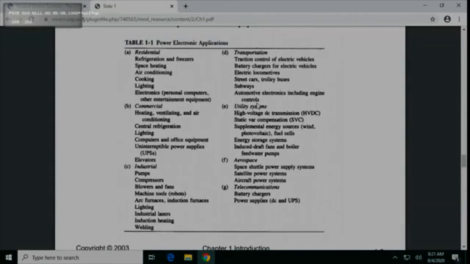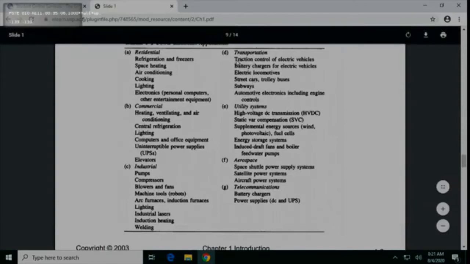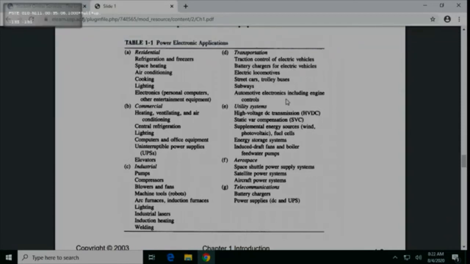Transportation: traction control of electric vehicles. Not only electric vehicles, but power electronics is now also more involved in electric trains, battery chargers for electric vehicles, electric locomotives, streetcars, trolleybuses, subways, and automotive electronics including engine control. Do you know that your vehicle also has a motherboard? Yes, so electronics, power electronics.